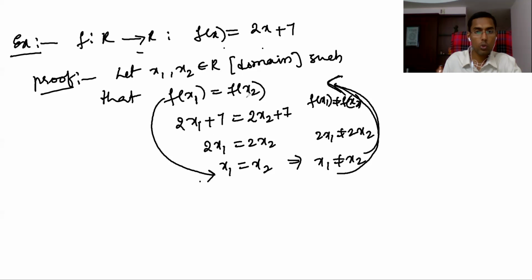So if you have to prove like this, what does it mean? If you prove like this, it is the same as different elements have different images. Proving different elements have different images is the same as if images are equal, then elements are equal. These both are the same only. So then how do you prove this one?